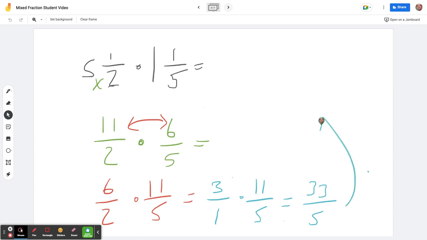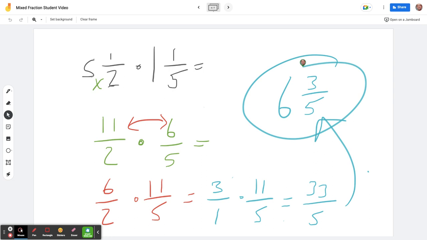Final step, we change it back to a mixed number. What's 33 divided by 5? It is 6 with a remainder of 3. See, I said the answer would be close to 6. Pretty close, I guess. Maybe closer to 7. But it certainly was not 5 1/10.